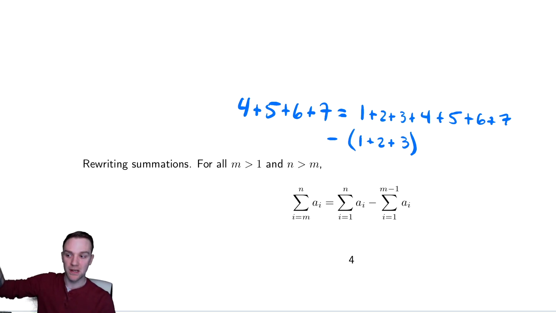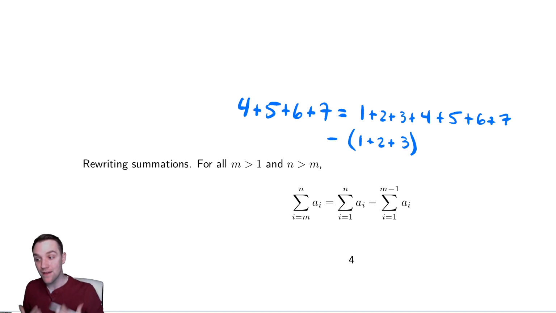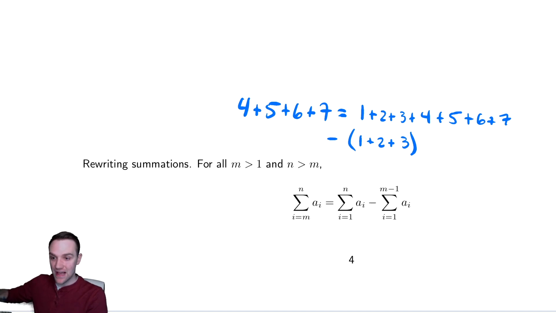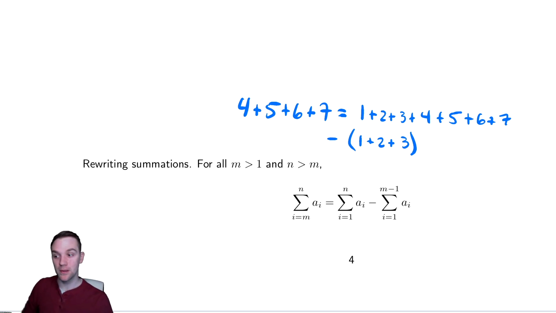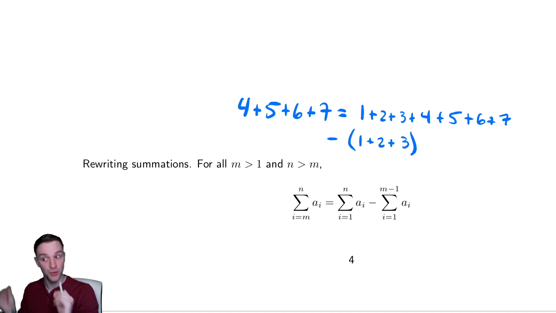Again, this will be useful because the formulas that we are going to derive for summations are going to critically rely upon the fact that the summation starts at 1, which is going to be important for analyzing these things. So being able to use this will allow us to use those formulas in a more convenient way when our summations do not start at 1.